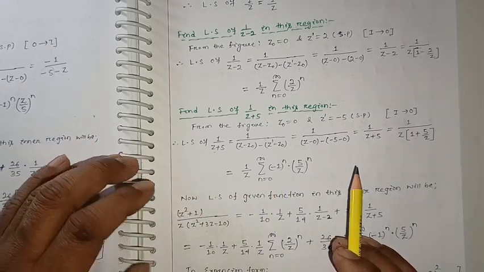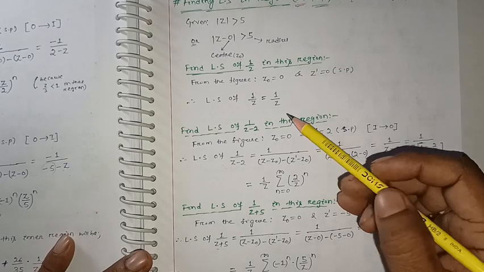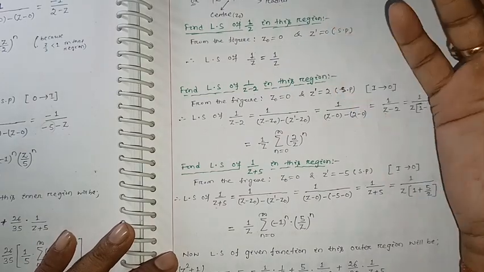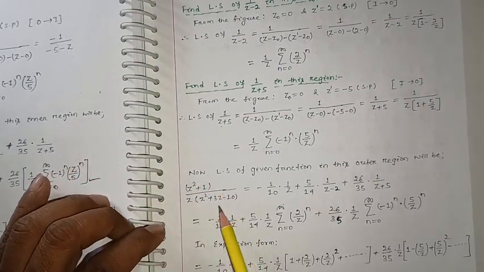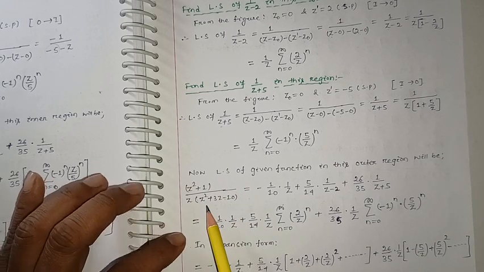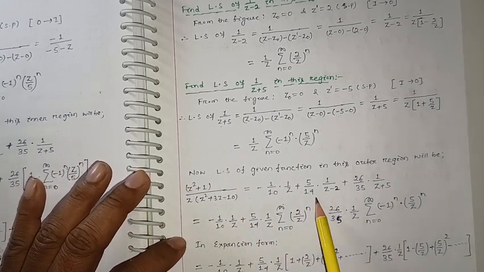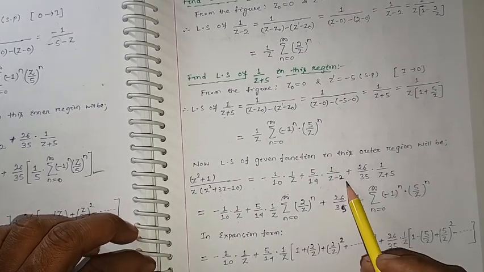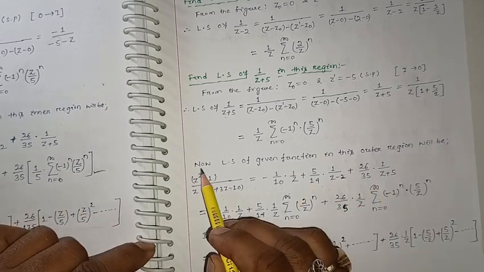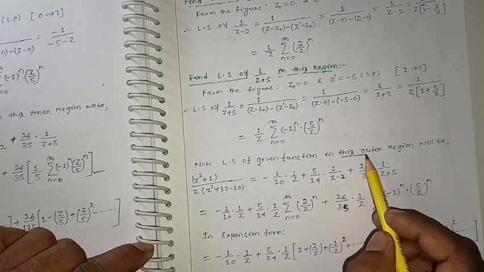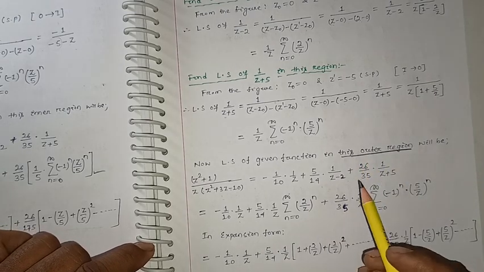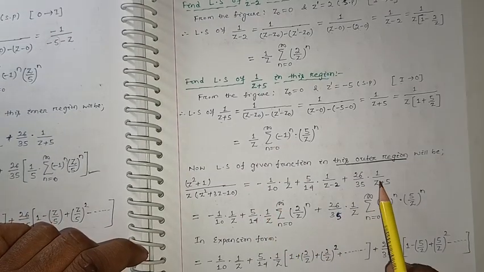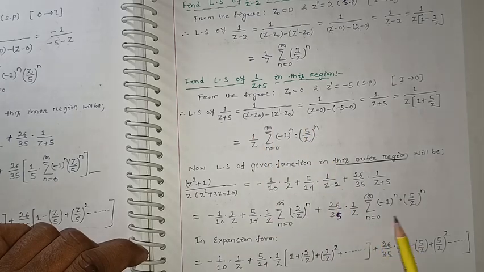So here we found the Laurent series of this function 1 by z, 1 by z minus 2, 1 by z plus 5 in this particular region, the outer region. Now what will be the Laurent series of our original function? The original function is nothing but this one, so its Laurent series will be the Laurent series of this one. We have to just substitute. The Laurent series of 1 by z is 1 by z. The Laurent series of 1 by z minus 2 in this particular region is written here. Now the Laurent series of the given function in this outer region will be 1 by z minus 2, this one, which I have substituted over here, and the Laurent series of 1 by z plus 5 is this one, substituted over here.